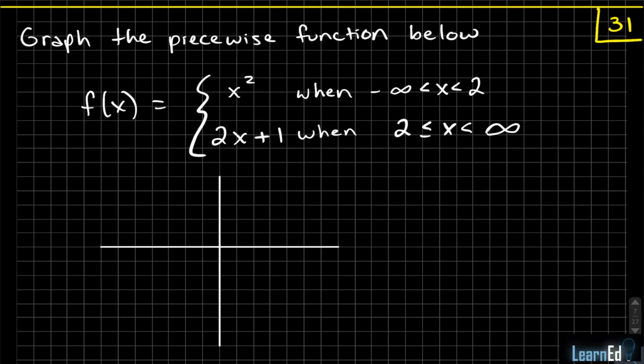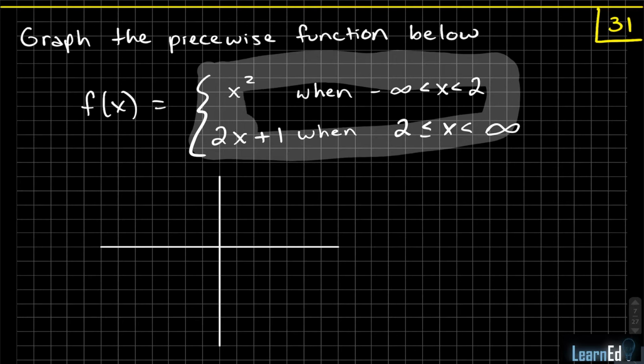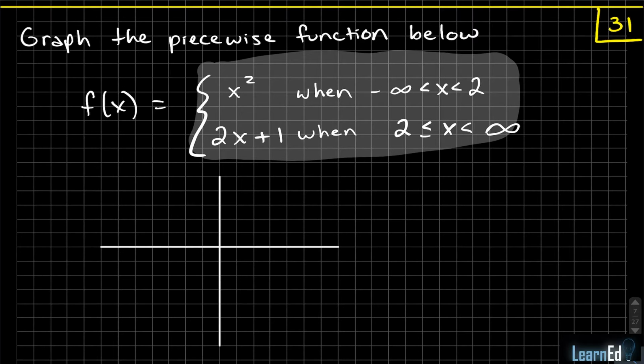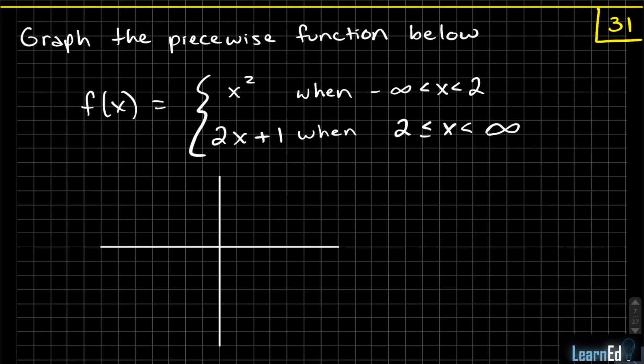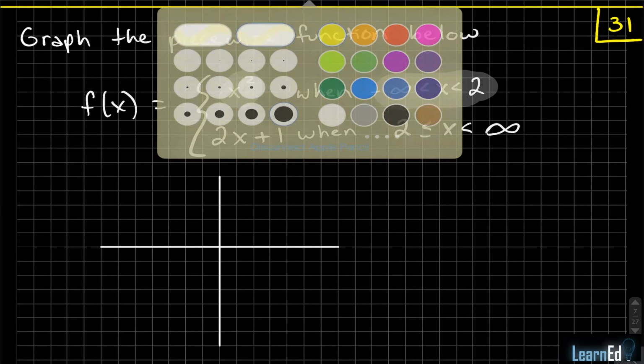I definitely used to look at functions like this and go, what am I supposed to do with this mess? Okay, and basically all you're doing is graphing two functions on one sheet of graph paper. Okay, but you're limiting their domains. That's the idea. So we're graphing x squared, but we're not graphing it for anything greater than or equal to 2. So the idea is, let's graph x squared.